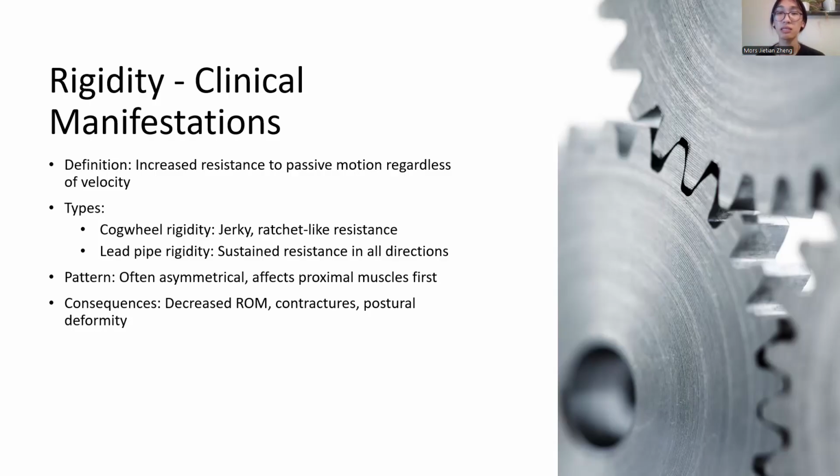Rigidity often begins asymmetrically, especially in early stages, and typically affects proximal muscles first, so particularly the shoulders and neck, before progressing to involve facial muscles and extremities. The consequences of prolonged rigidity are significant: decreased range of motion, development of contractures, and progressive postural deformity. Rigidity also directly impacts energy expenditure, contributing to the fatigue that patients commonly experience.